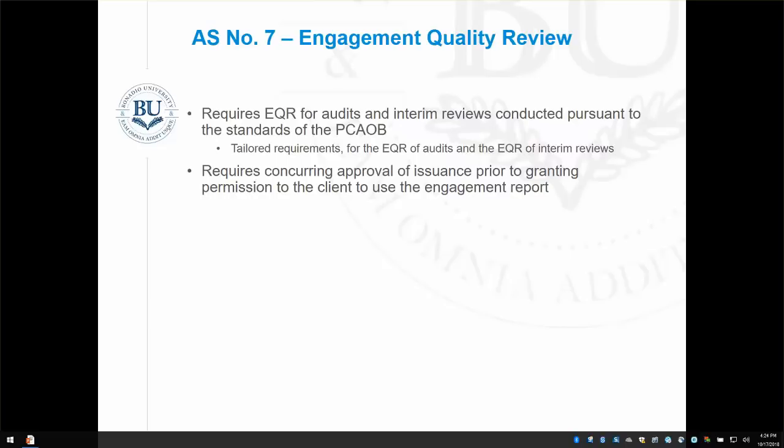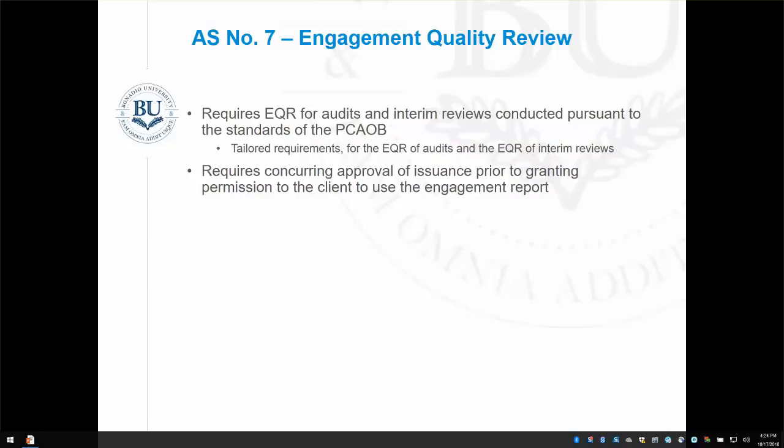It does require an EQR, if you are an issuer, as part of a quarterly procedure. So there will be quarterly EQRs that are done on 10-Q engagements, and these EQR reviews need to occur prior to the issuance of permission for an interim review, for the filing of the Q, as well as the filing of the K. You're required to have obtained written or verbal consent from the EQR to go ahead and file, and the approval of the report.